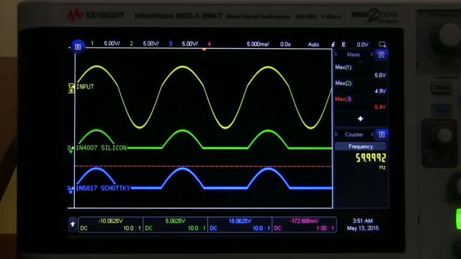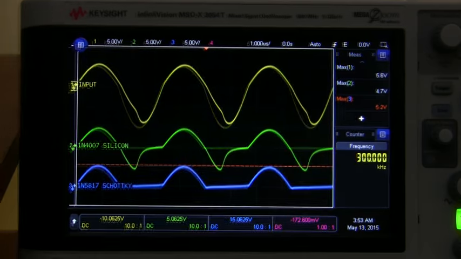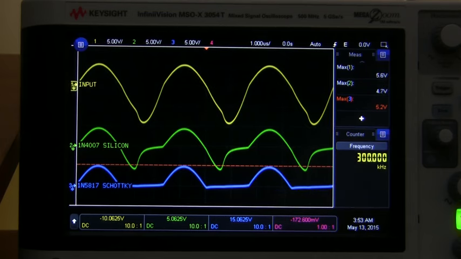So what happens if we increase the frequency of the input sine wave to 300 kHz? That's a frequency you'd expect to see in a switch mode power supply. Whoa, what's the matter? It's like the Schottky diode is on steroids and the silicon diode's been pushing too many pencils. The Schottky diode has no trouble with the higher frequency and successfully prevents the reverse flow of current. But the silicon diode is doing a terrible job of rectification. In every cycle, it's spending a lot of time allowing current to flow backwards before finally blocking it off.